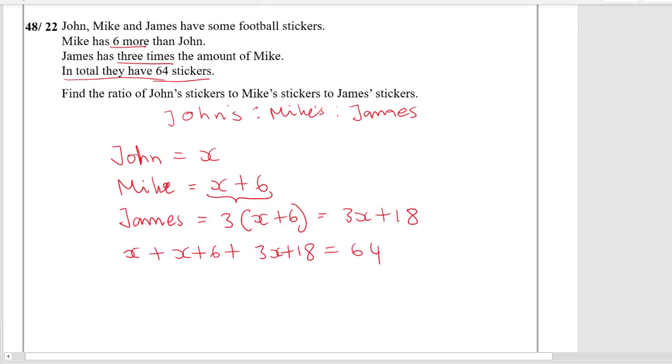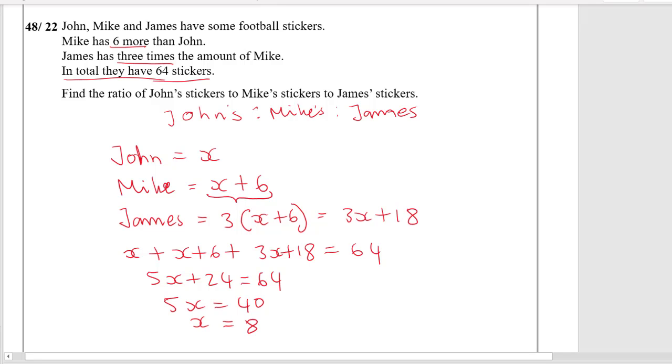Let's simplify the left side. So x add x is 2x, add 3x is 5x. And 6 add 18 is 24. Is equal to 64. Let's solve the equation now. Take away 24 from both sides. That leaves us with 5x is equal to 40. And divide by 5 both sides. That gives us x is equal to 8.